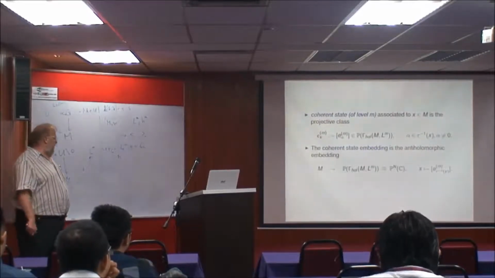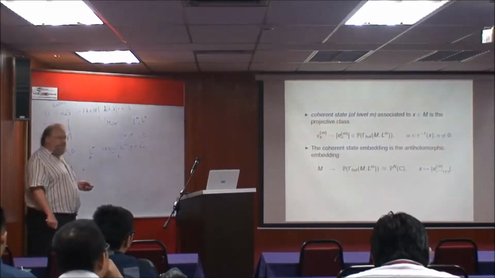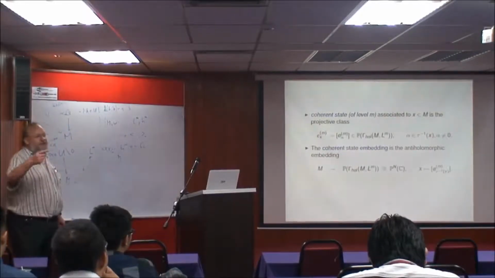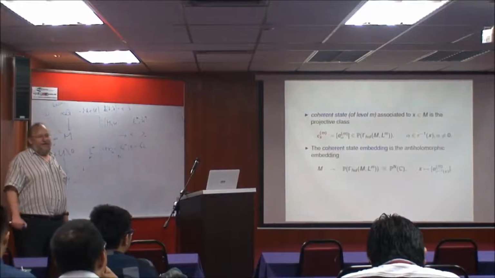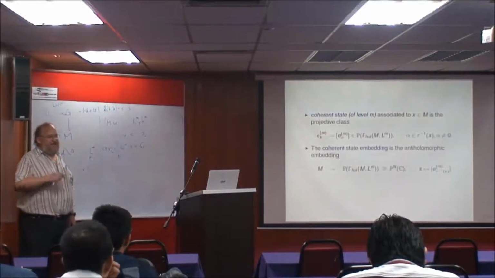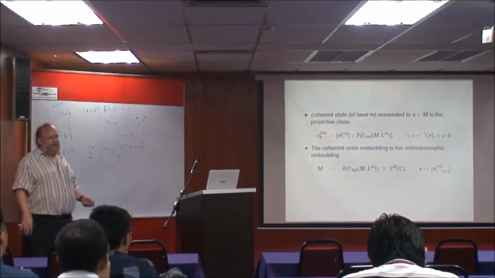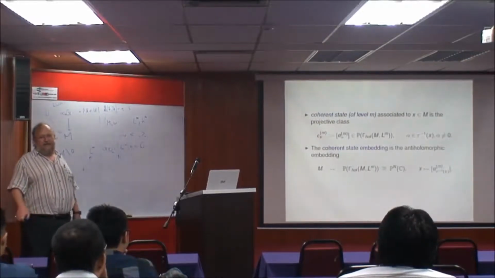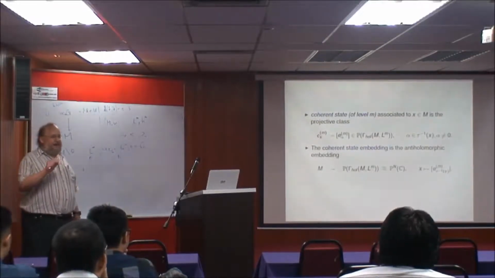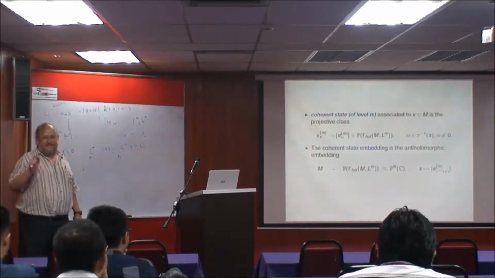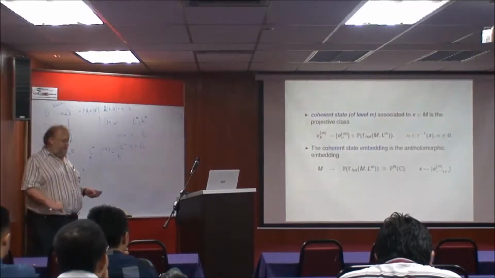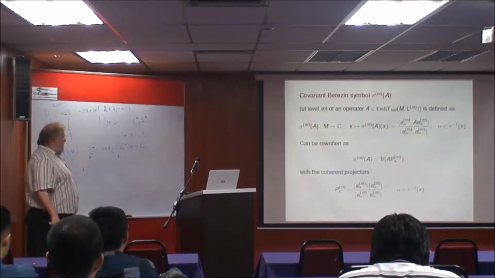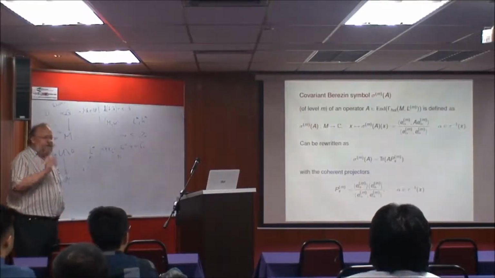The coherent state embedding is an anti-holomorphic embedding. So it is not a holomorphic embedding, but we can conjugate it and we get a holomorphic embedding. This corresponds also to a Kodaira embedding type, but it is an embedding with respect to special bases. It's not an arbitrary basis, it's a special basis. Good. So much for coherent states.